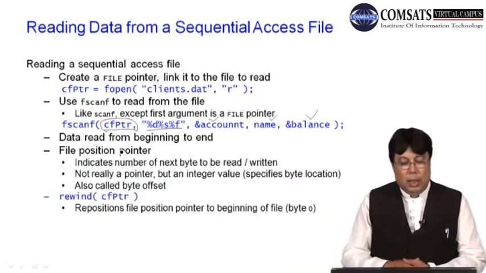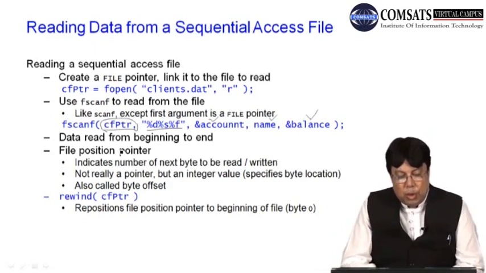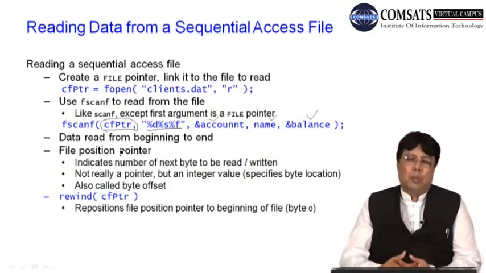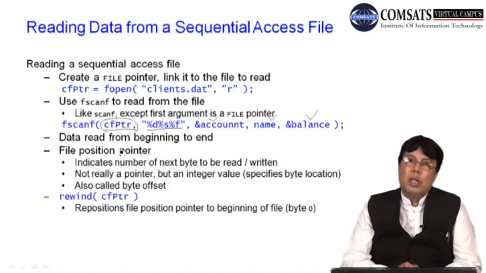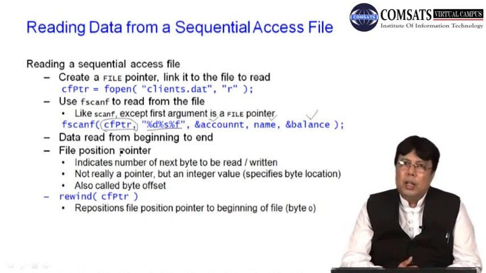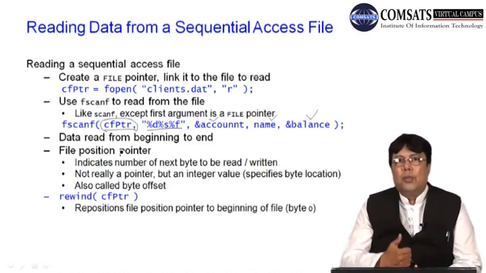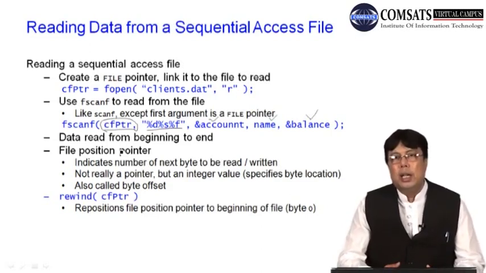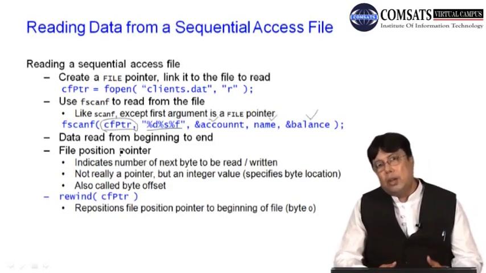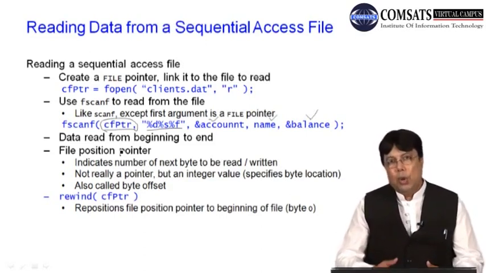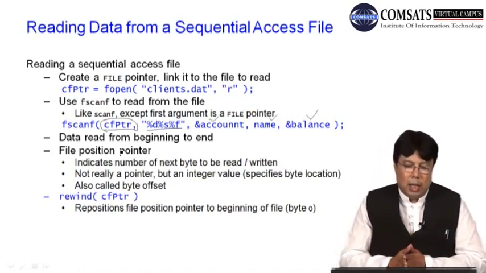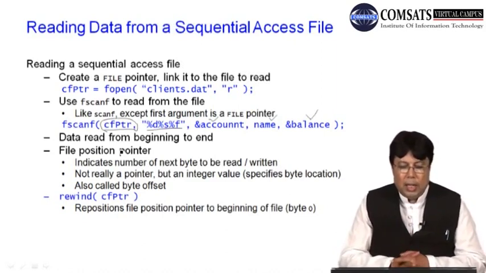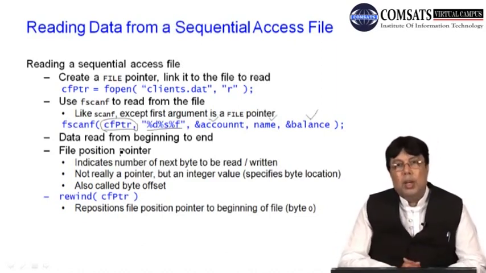Then something very important: the file position pointer. What is the file position pointer? It indicates the number of the next byte to be read or written. So this is different from the file descriptor. This file position pointer is basically the offset, the displacement from the start of the file. So if you are somewhere in the middle, this file position pointer indicates the number of the next byte to be read.